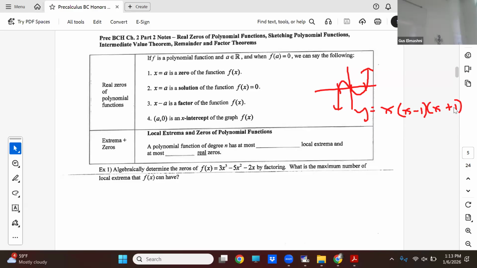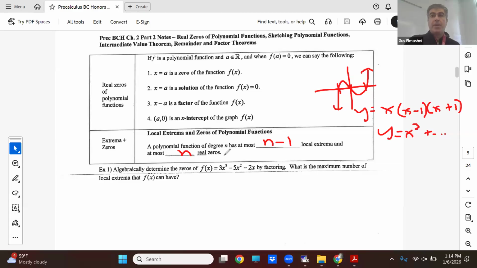The degree is 3. If you were to expand x times x minus 1 times x plus 1, you have x cubed plus a bunch of other junk. I don't feel like expanding it. It's not really necessary or relevant. But how many extrema do I have? 2. So in general terms, you'll have at most n minus 1 local extrema and at most n real zeros.